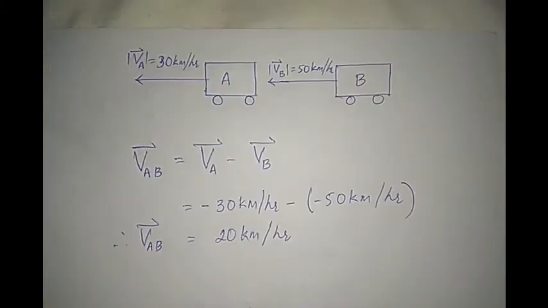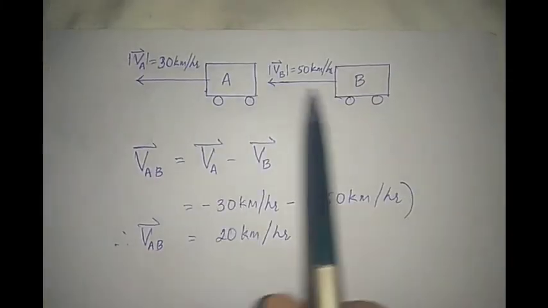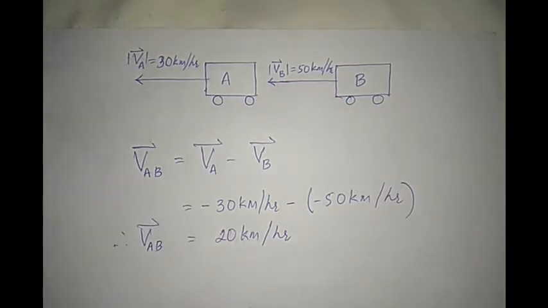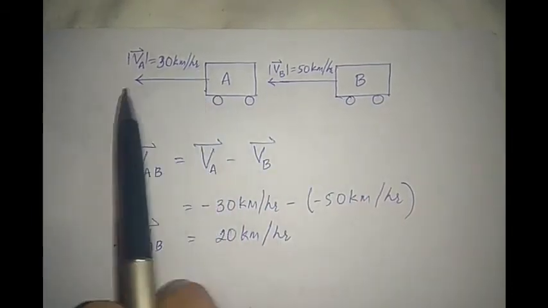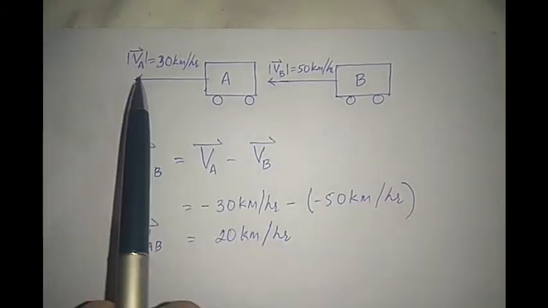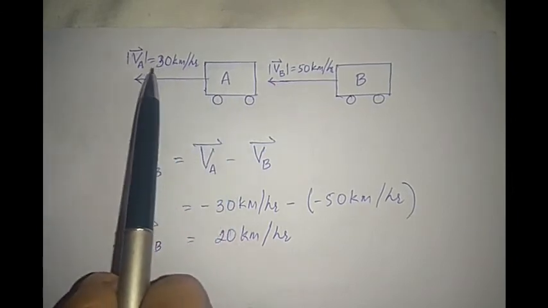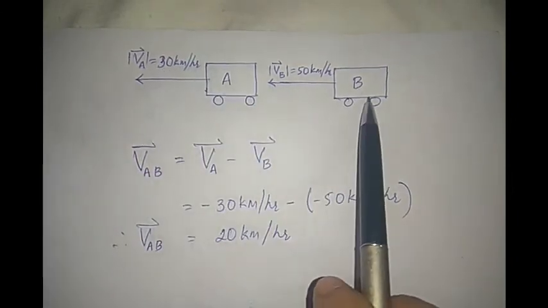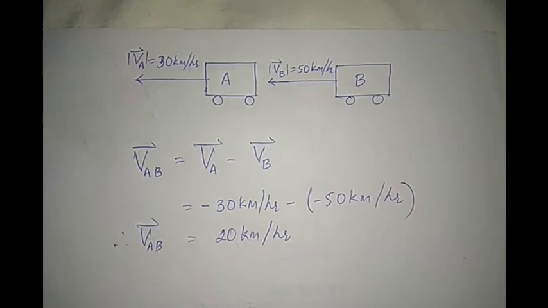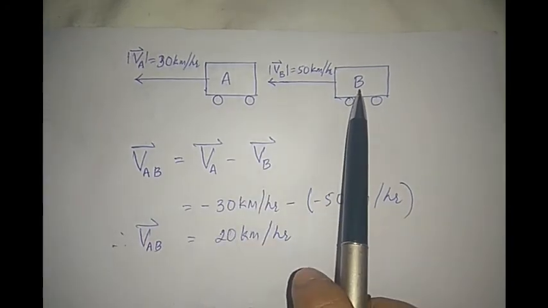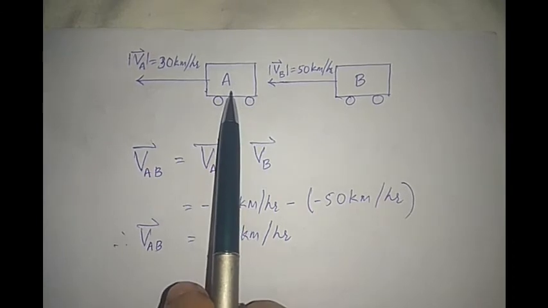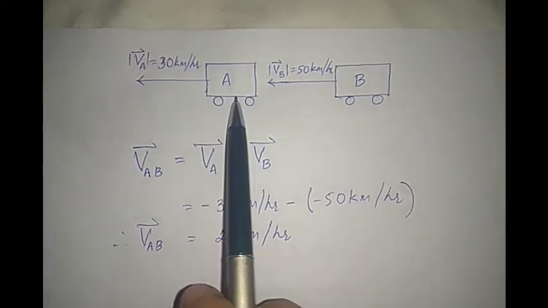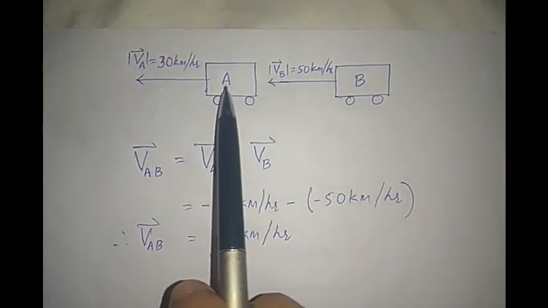Now let us look at this other example where we have two cars A and B moving in the same direction. Both of these two cars are moving towards our left. A is traveling with a velocity equal to 30 kilometers per hour. B is traveling with a velocity of 50 kilometers per hour. Now try to visualize this. The velocity of B is faster than that of A. So at some point of time, B is going to overtake A.